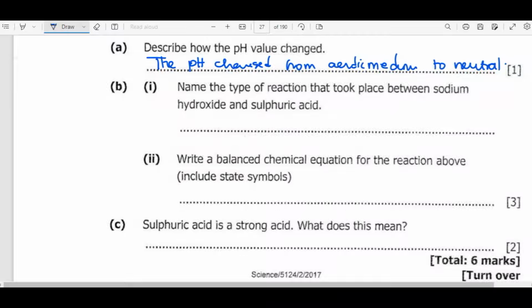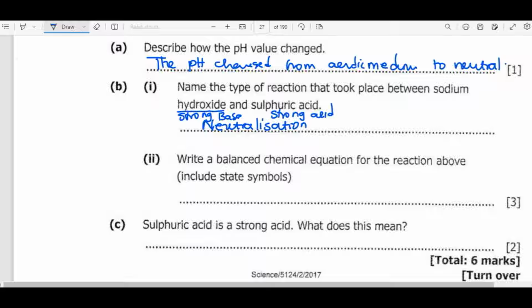B1, name the type of reaction that took place between sodium hydroxide and the sulfuric acid. So sodium hydroxide is a strong base because sodium is very reactive. Sulfuric acid is also a strong acid. So the reaction between a strong base and a strong acid gives us a neutral substance. So the reaction is neutralization, is what we can put here. Write a balanced chemical equation for the reaction above.